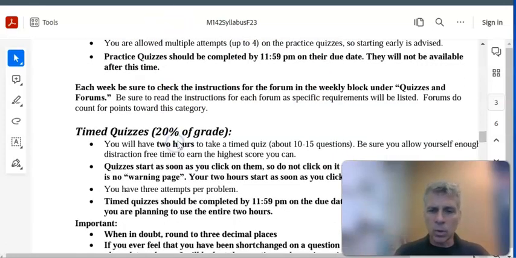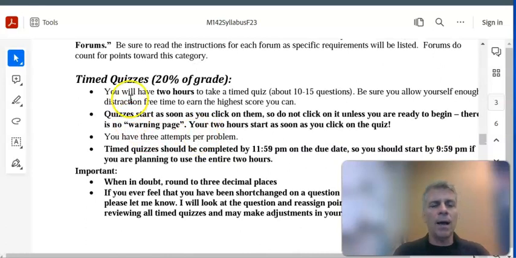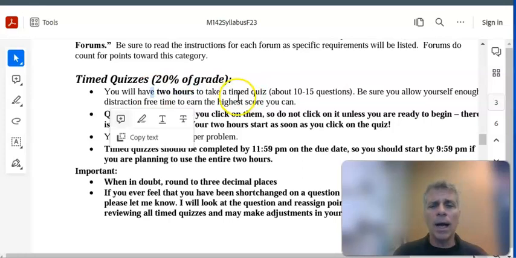And then forums, post and reply. Practice quizzes lead into timed quizzes. Practice quizzes are really good practice for the timed quiz. Timed quizzes are timed. They're 2 hours long.